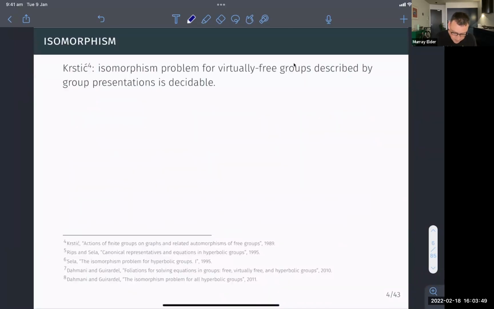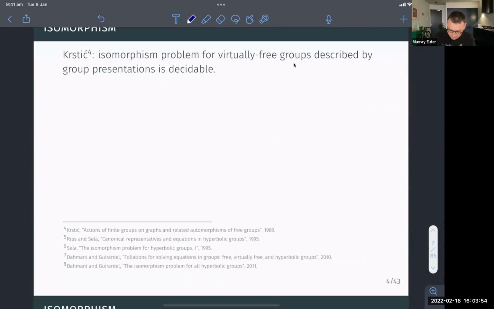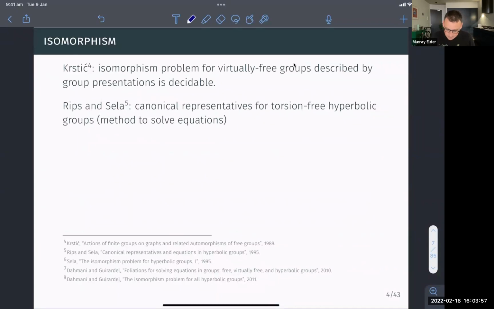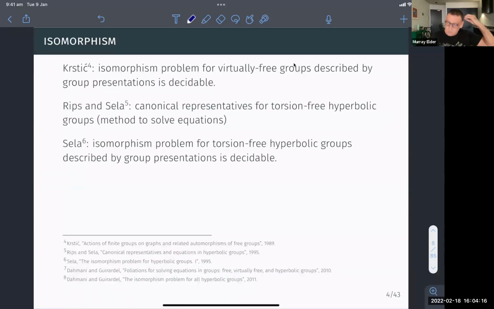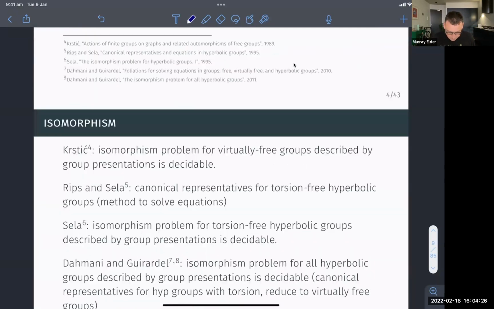So here's some history. Krstić: isomorphism of virtually free groups given by presentations is decidable. Awesome. So this is an ingredient in the hyperbolic case. Rips and Sela, canonical representatives for torsion-free hyperbolic groups, was a method to reduce equations over hyperbolic groups to equations over free groups. And so that's an ingredient in Sela's isomorphism for torsion-free hyperbolic groups. Given a presentation is all you need. You set up, you can decide isomorphism.